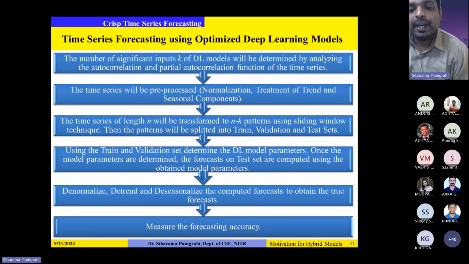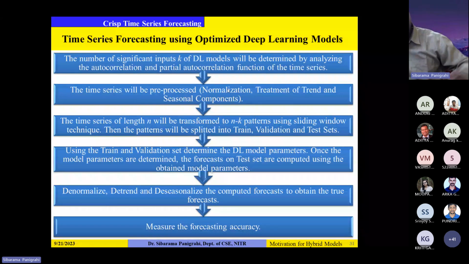Then after you have predicted the test set, you have to denormalize it, because you have normalized it, meaning you have transformed the scale from one range to another range. So in denormalization, you have to scale it back to the original range. Then you have to detrend it if you have trended it, and you have to deseasonalize it if you have done the seasonal adjustment. Then you can get the true forecast and you can measure the forecasting accuracy.